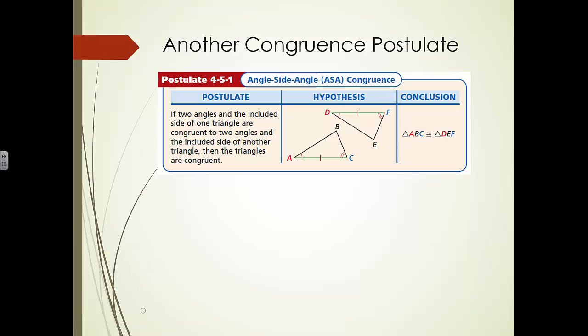What is meant by included side is you have, say, angle A right here and angle C right here. The included side is essentially the side that is between the two angles. So in this case, side AC is between the two congruent angles. And if we look at angle D and angle F, side DF is between the two. So that's what we mean by angle-side-angle. The side is between the two angles, the included side.